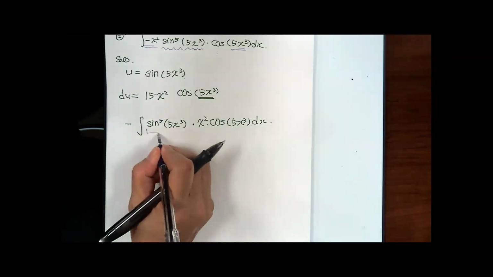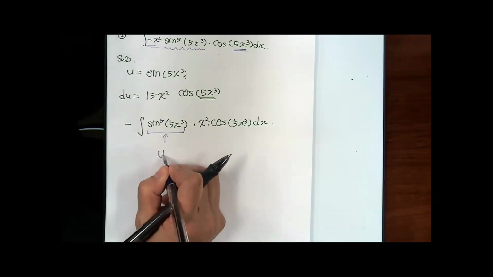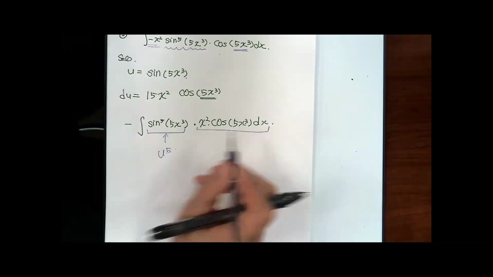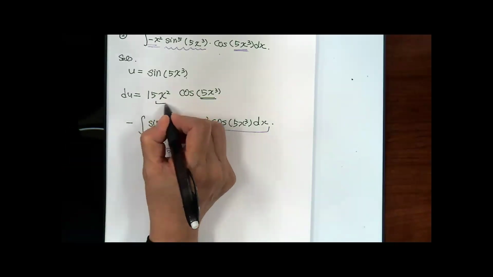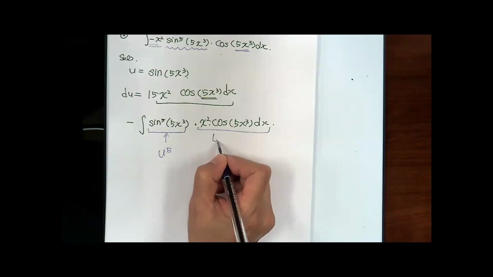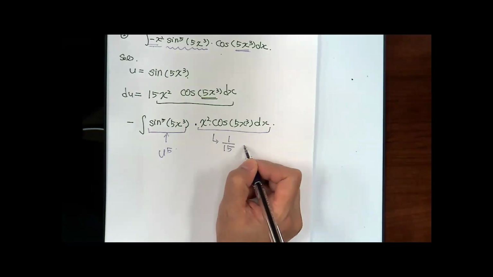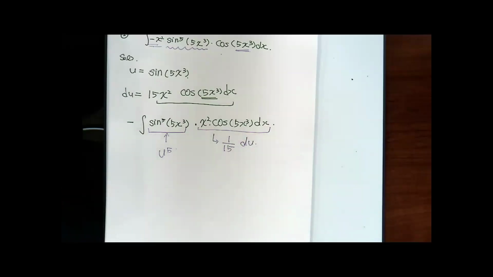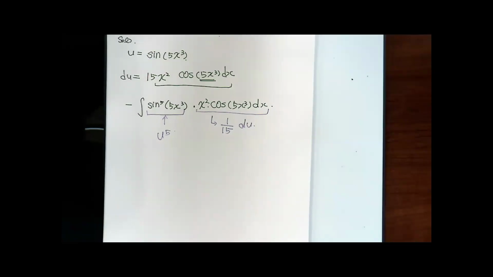So this sine to the 5th power is u to the 5th power, and the remaining part consists of this part. I dropped the x here. So I will write this part as 1 over 15 du. Any question?